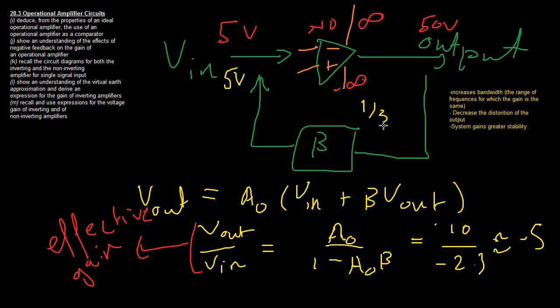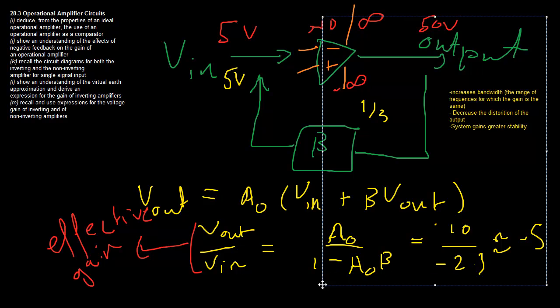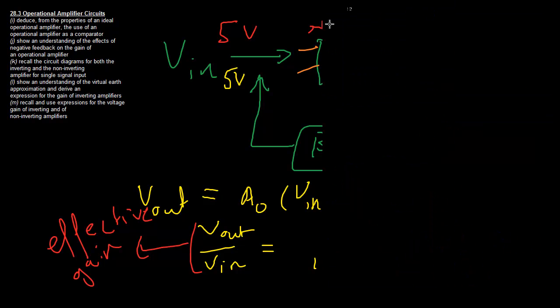But we now need to know two specific instances of feedback, how to draw them, and also how to calculate the effective amplification in those situations. So let's talk about first the non-inverting output.